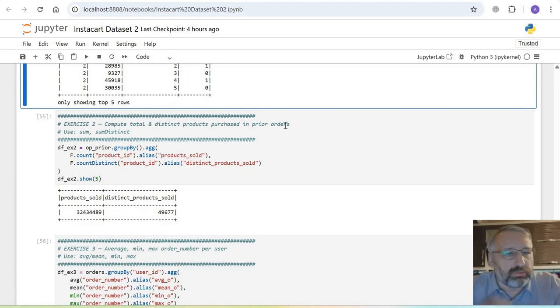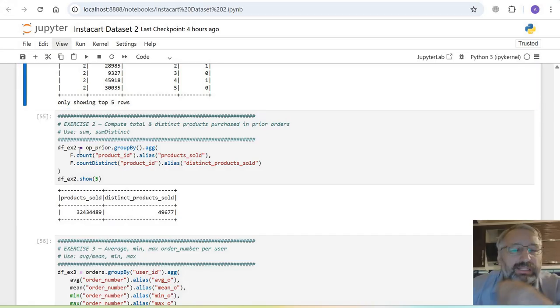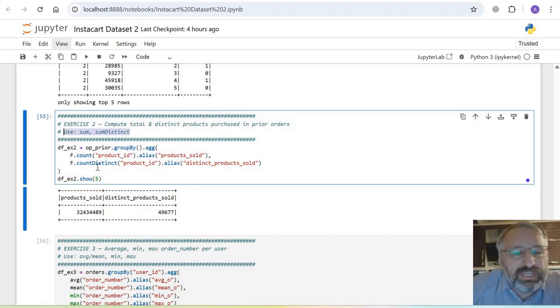Okay. Compute total and distinct products purchased in prior orders. The exercise mentions sum and sum distinct. However, these are not the correct functions. We need to compute total and distinct products. So we are counting products and we are count distincting products, and this is done by global aggregation. So we need to group by without any fields and count distinct.